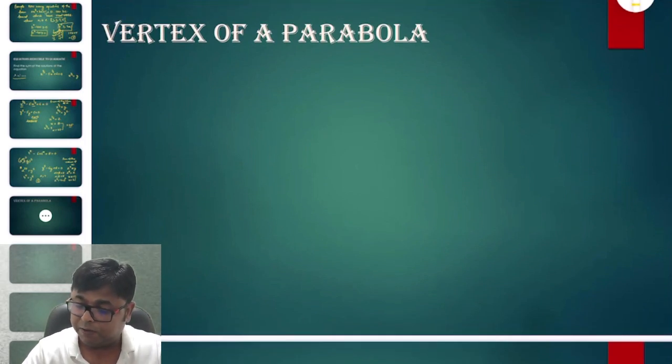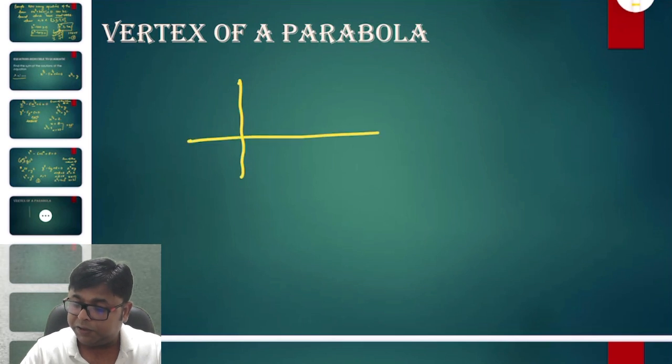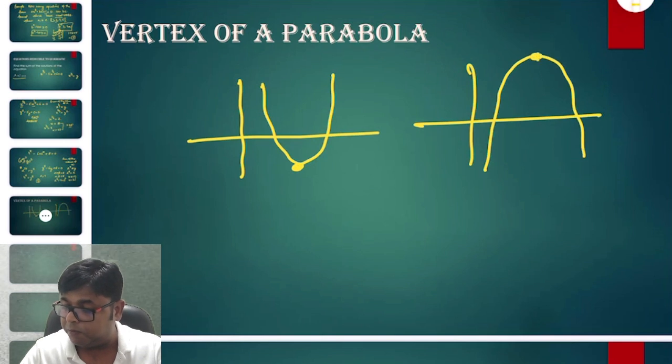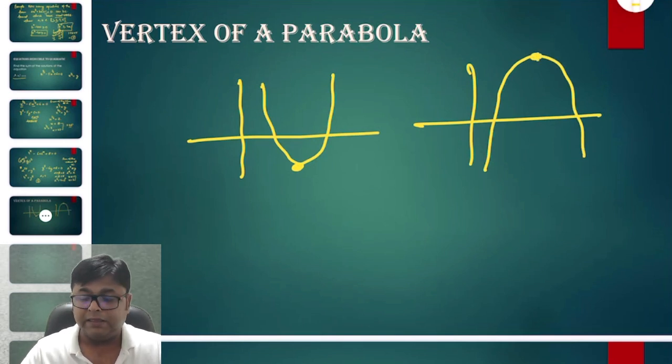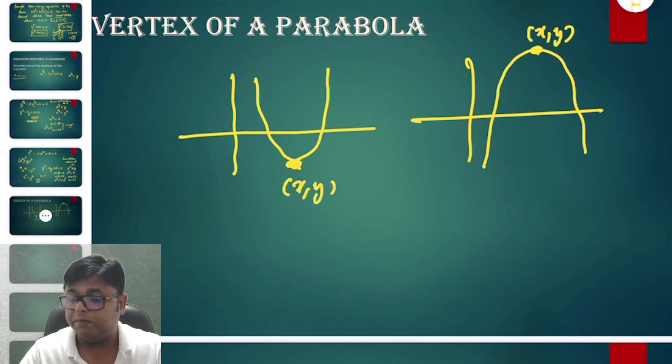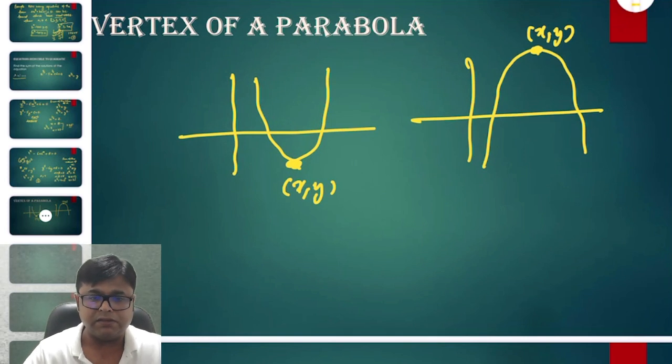What is the vertex of a parabola? For a cup shape, it will be the downmost point, and for a cap shape, this is the upmost, the maximum point. Now, this is the vertex of a parabola. The coordinates of the vertex are what I need to worry about, because there have been questions which are based on this.